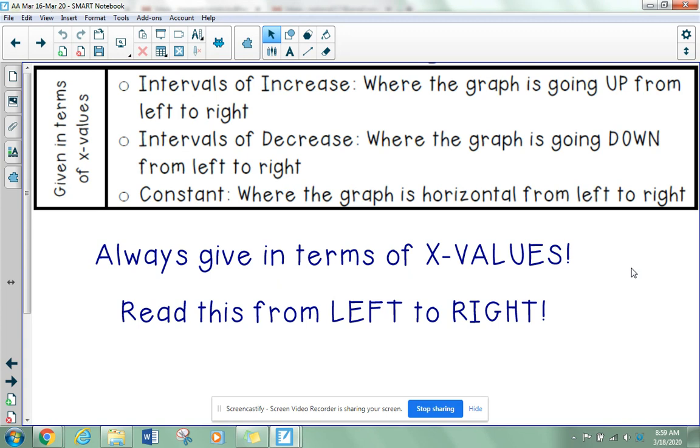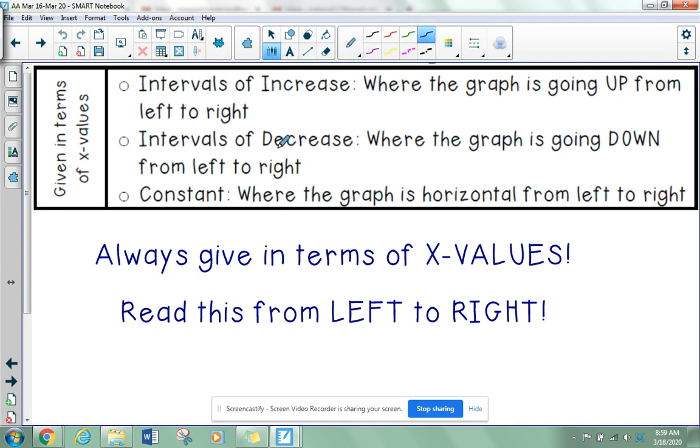There is also the option that a graph might just be flat or horizontal from left to right. If and when that happens, we don't call that an increase or a decrease. We call that an interval where it is being constant. We won't really see those with polynomial functions. Polynomial functions are always either increasing or decreasing.